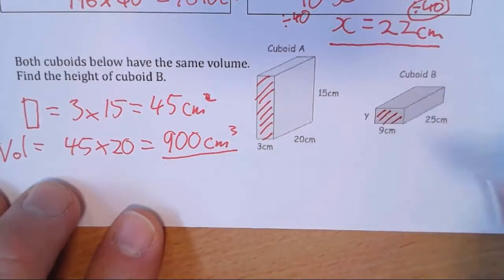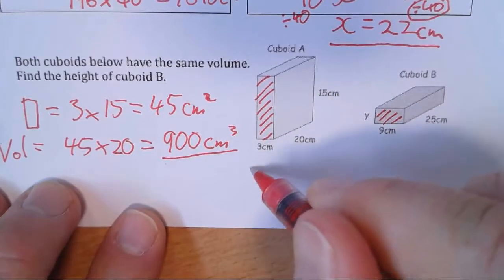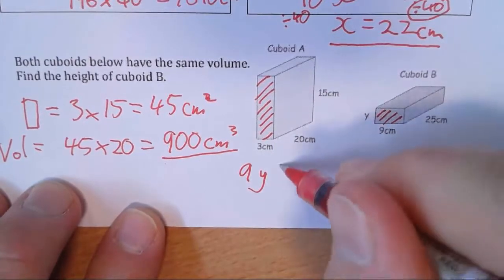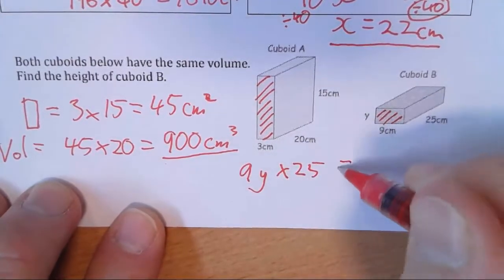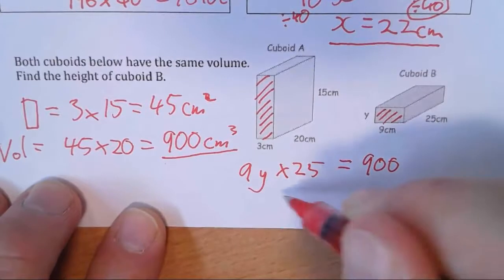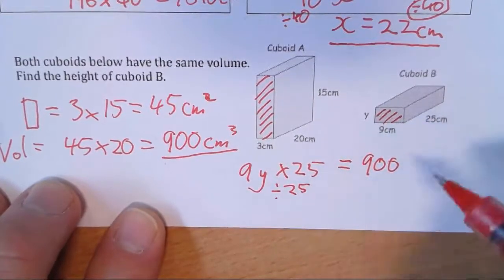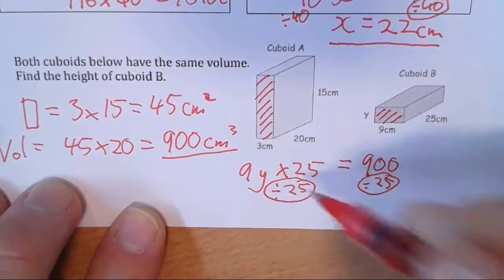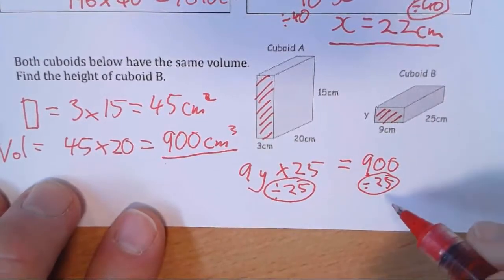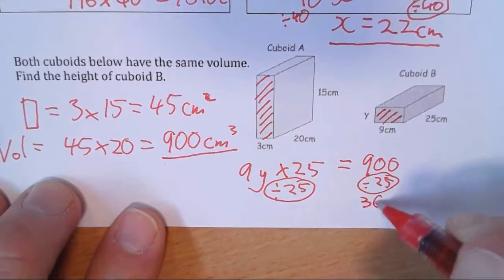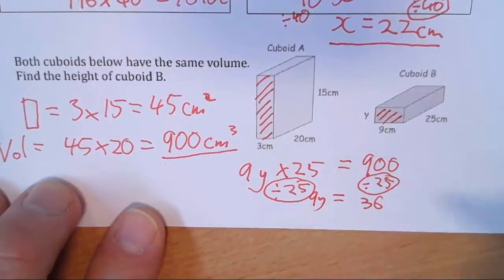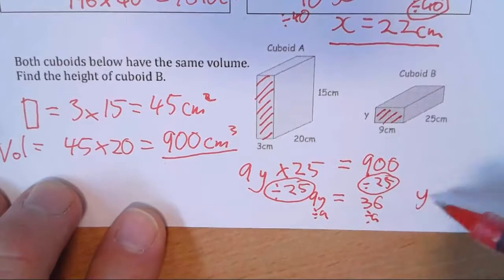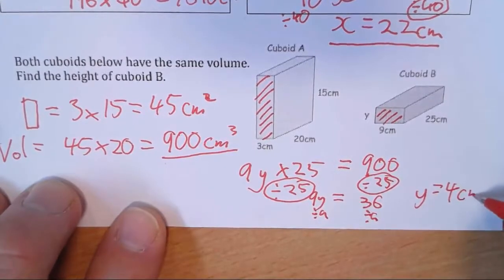So there's my cross-section there. So I know that 9y, 9 times by y, times by 25 is going to be 900. So let's divide by 25 on both sides. And I believe that should be 36. 9y is 36. So then if I divide by 9, I get y equals 4 centimeters.